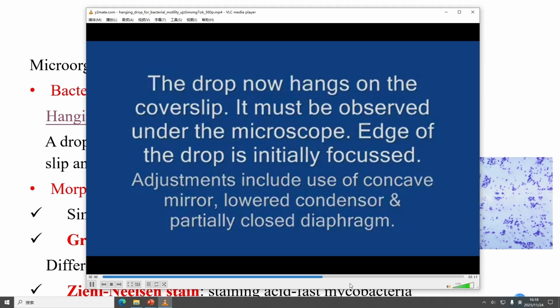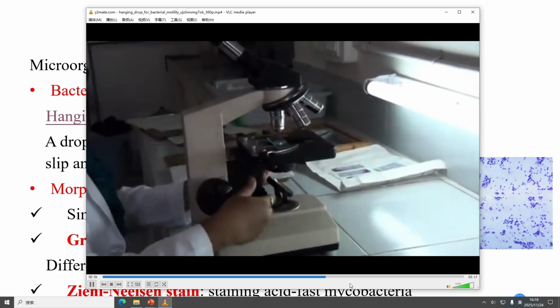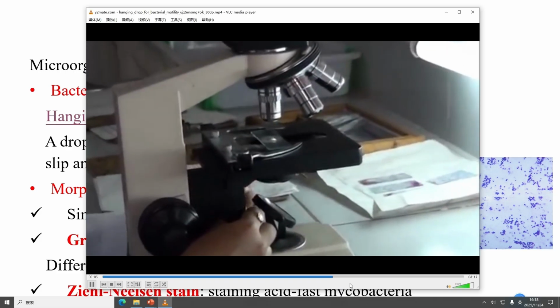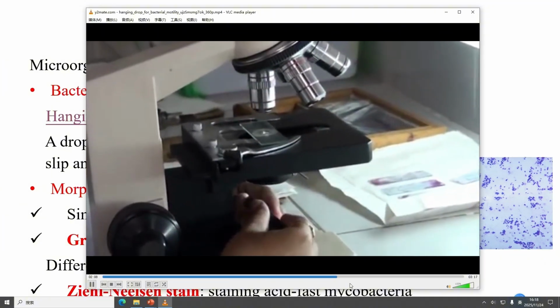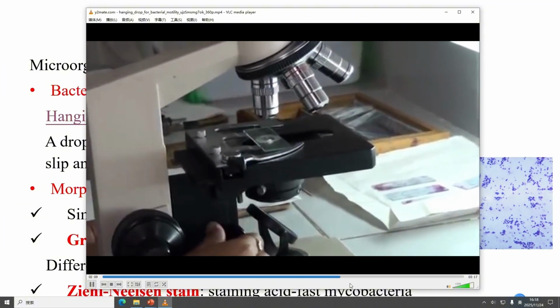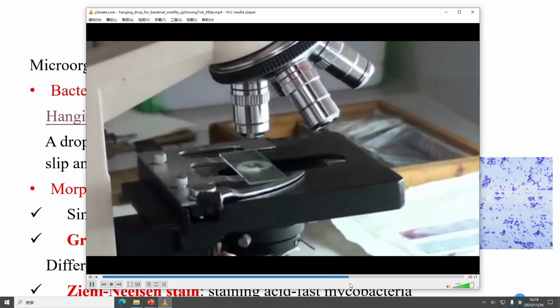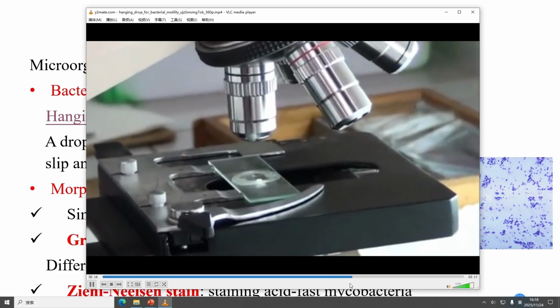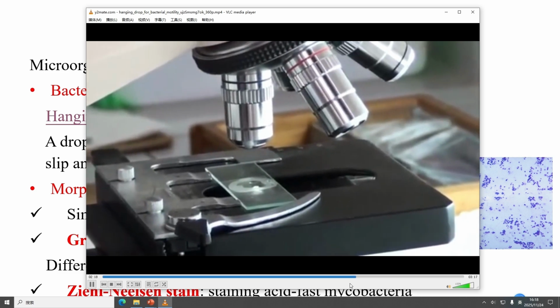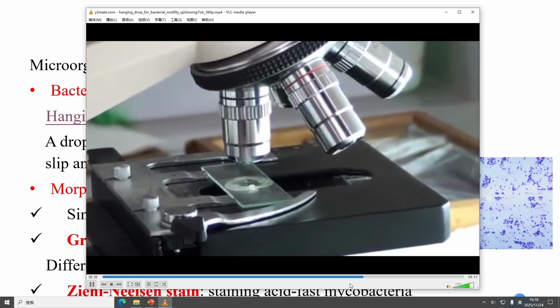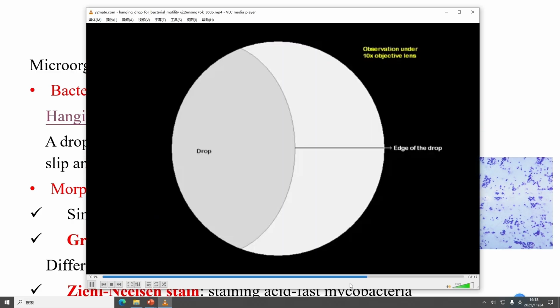Okay, this is the way we use a microscope to focus. This is a very old style microscope. Has anyone used this one, with a mirror to reflect light? No. Our microscope is a little better than this. We have a light source directly installed in the microscope. Now you find the drop, the edge of the drop.